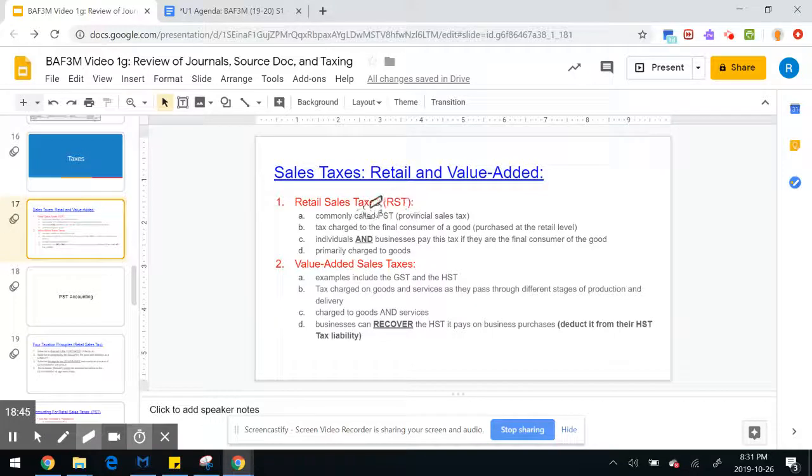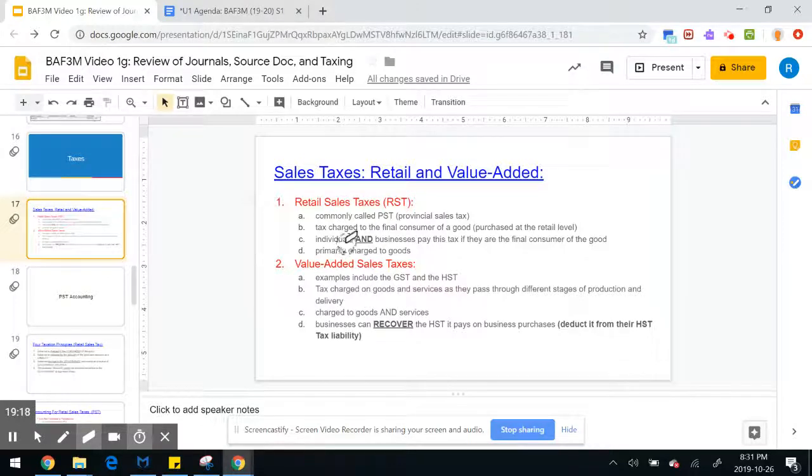Now, in terms of the differences between retail sales taxes and value added taxes, which I wouldn't say is the main focus of the chapter, aside from knowing that value added taxes like HST are recoverable, whereas retail sales taxes like PST are not. Think about retail sales taxes as primarily, but not completely, applying to goods. We don't need to know any more than that. They can be applied to services as well, but governments usually apply them only to goods, whereas value added taxes tend to be applied to goods and services.